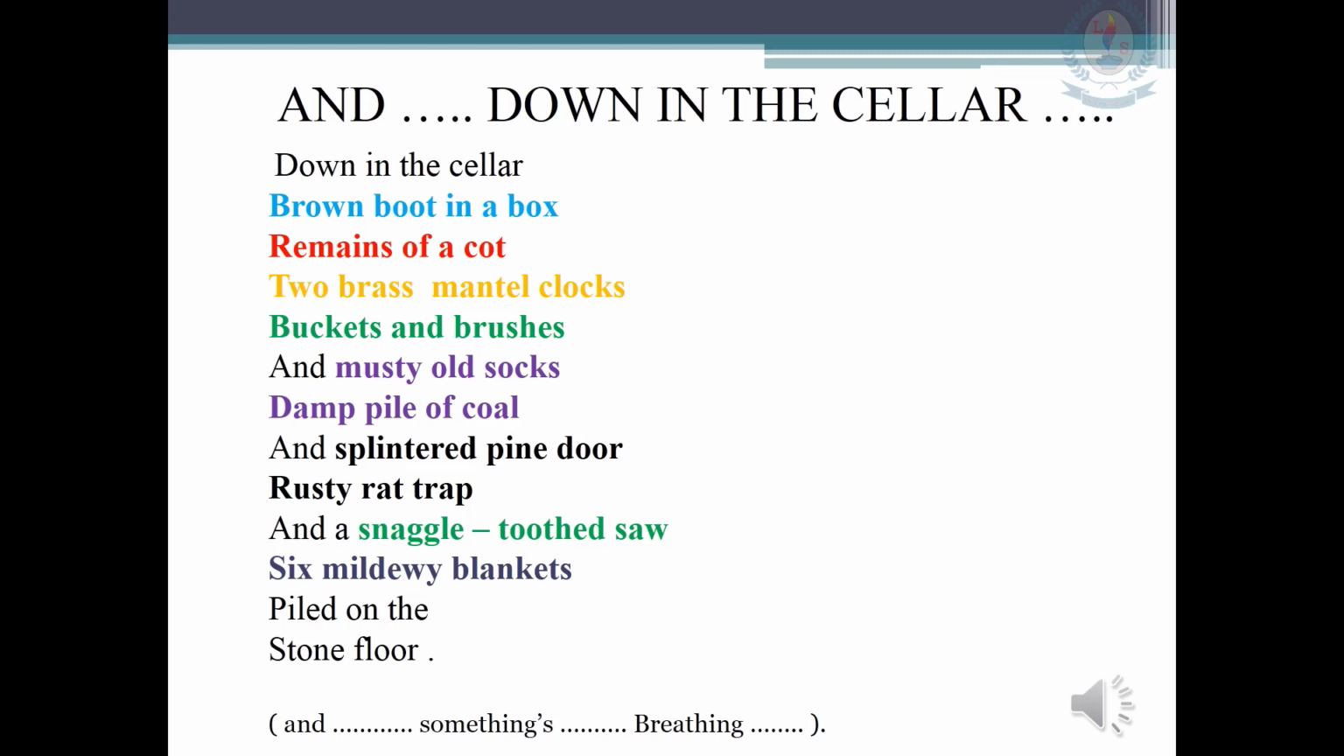Now it is also the same as Up in the Attic, but the title is different. It's Down in the Cellar. The things which are kept down in the cellar of a house. So, we can imagine the things that are inside the house: brown boots and 2 brass mantel clocks. There are buckets and brushes. Then old socks, very old, and a damp pile of coal, and a very old pine door, and the rat trap got rusty, and 6 blankets. So many things are there, right?